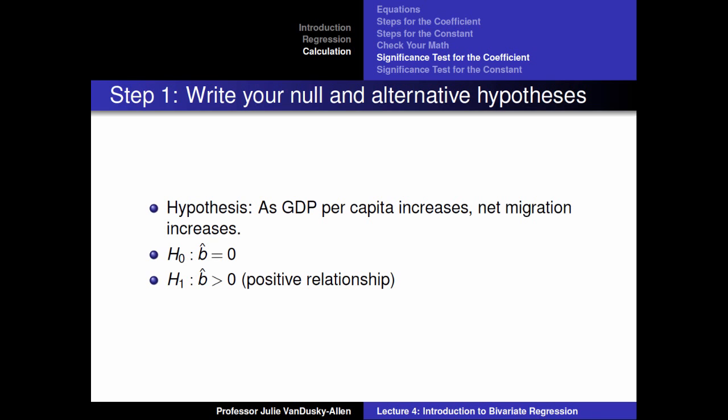So the first step in determining whether this b hat is significant is writing the null hypothesis and the alternative hypothesis. The null hypothesis is H subscript 0: b hat equals 0, and the alternative hypothesis is H subscript 1: b hat is greater than 0. I chose greater than 0 because I expect there to be a positive relationship between GDP per capita and net migration.